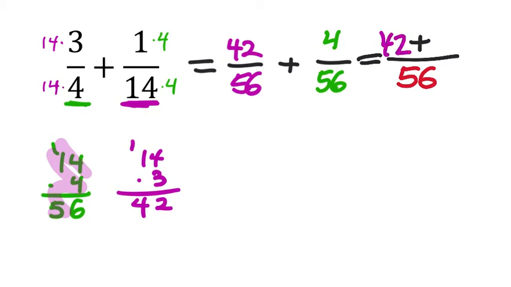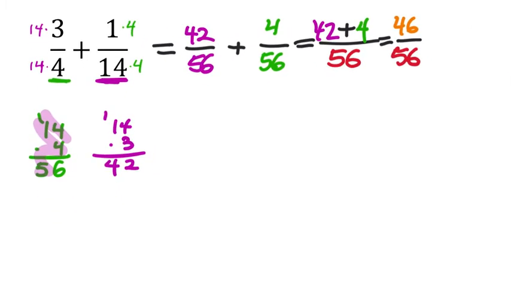42 in the numerator plus the other numerator, which is 4. And what does this give us? Well, 42 plus 4, I get 46 on that. And the denominator stays the same at 56. So a little bit more space on this. We should be able to complete it.